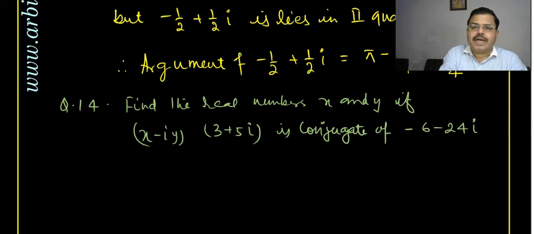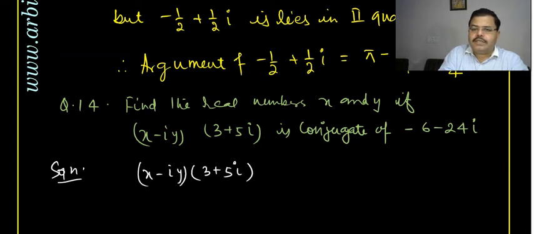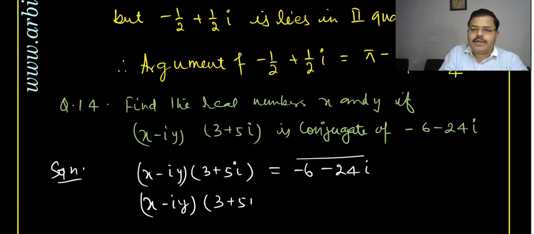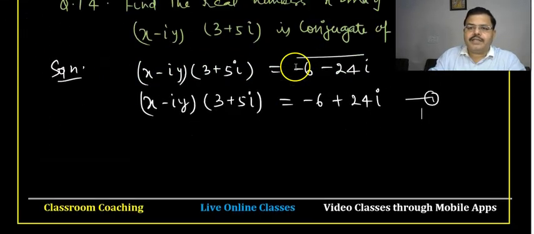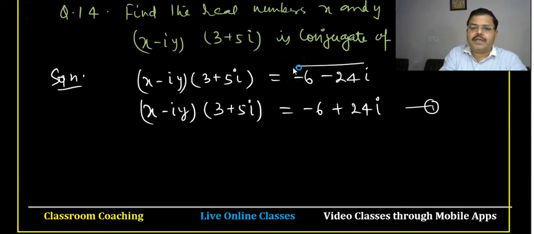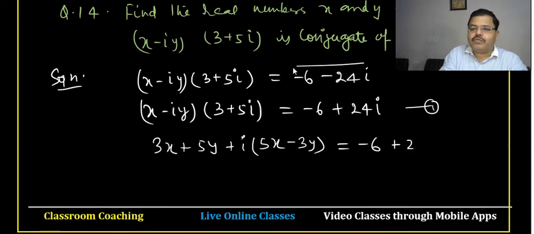Clearly, the solution is: (x - iy)(3 + 5i) is equal to the conjugate of this, and the conjugate of -6 - 24i is -6 + 24i. So, (x - iy)(3 + 5i) is equal to -6 + 24i. Now, if you multiply this together, the real part will come from 3 multiplied by x, that is 3x, and 5 multiplied by y, that is -5y i squared, so it would be plus 5y. The imaginary part will come from 5 into x, that is 5x, and 3 into y, that is -3y. This is equal to -6 + 24i.